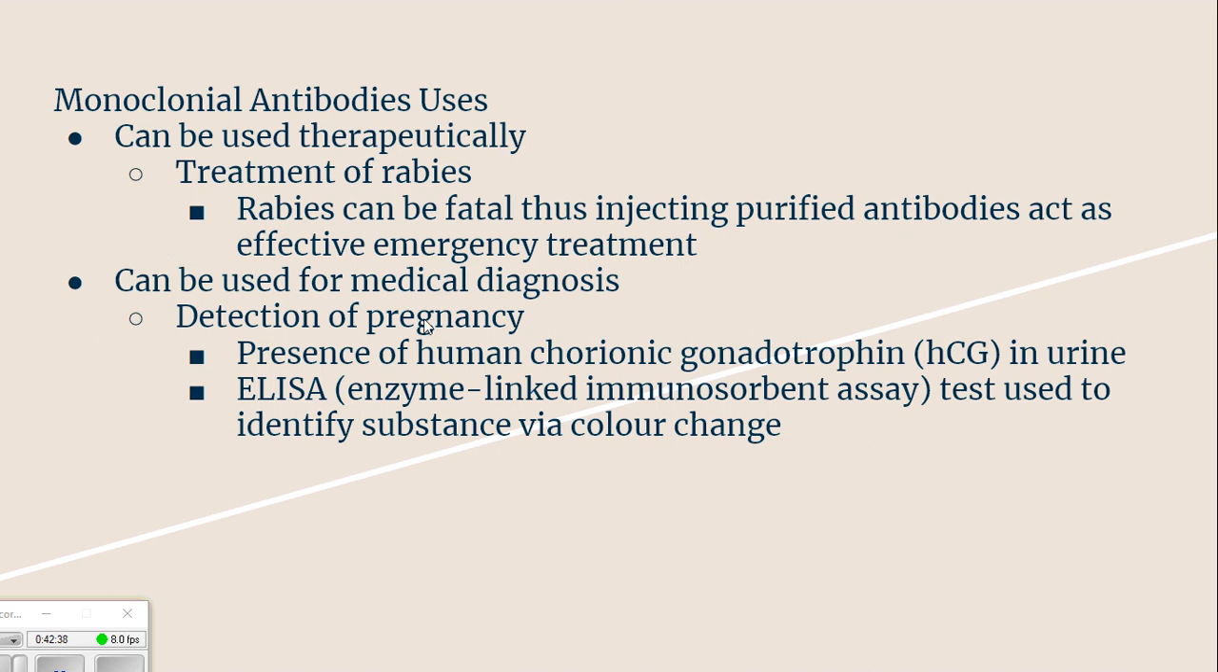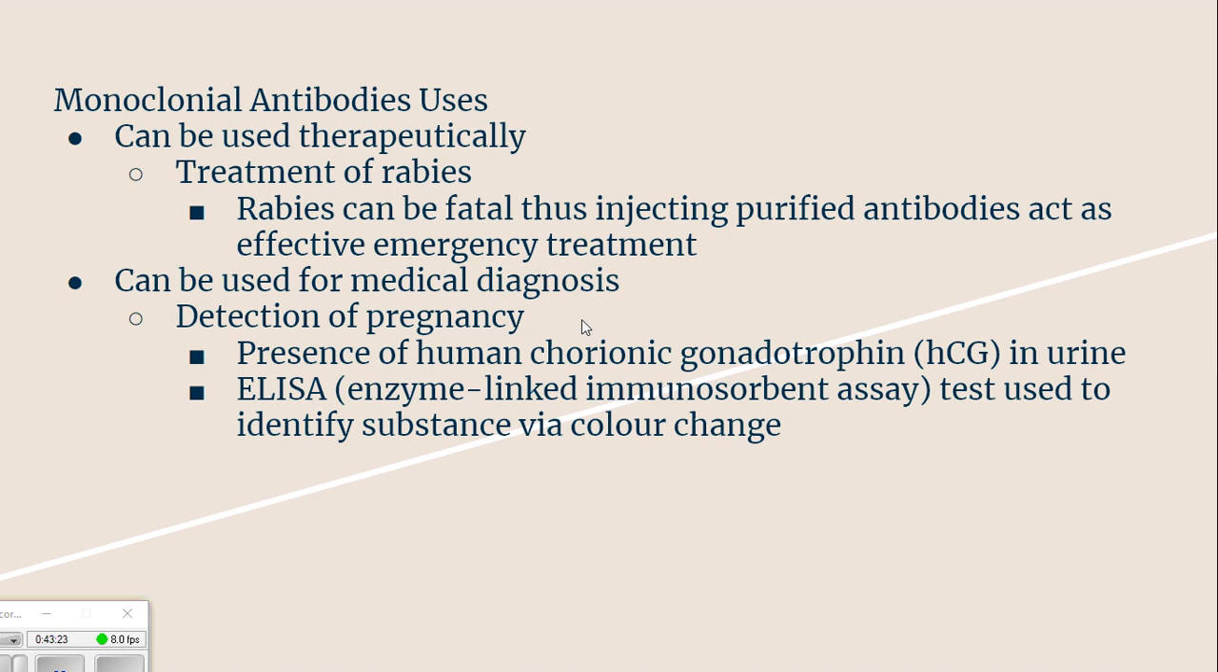Now, antibodies are also used in medical diagnosis, so they're used in detection of pregnancy. Pregnancy kits or pregnancy sticks, whatever you want to call them, make use of monoclonal antibodies. The way they work is that those antibodies are specific and will detect the presence of human chorionic gonadotrophin in urine. This HCG indicates pregnancy, and the antibodies can detect levels of it within the urine.